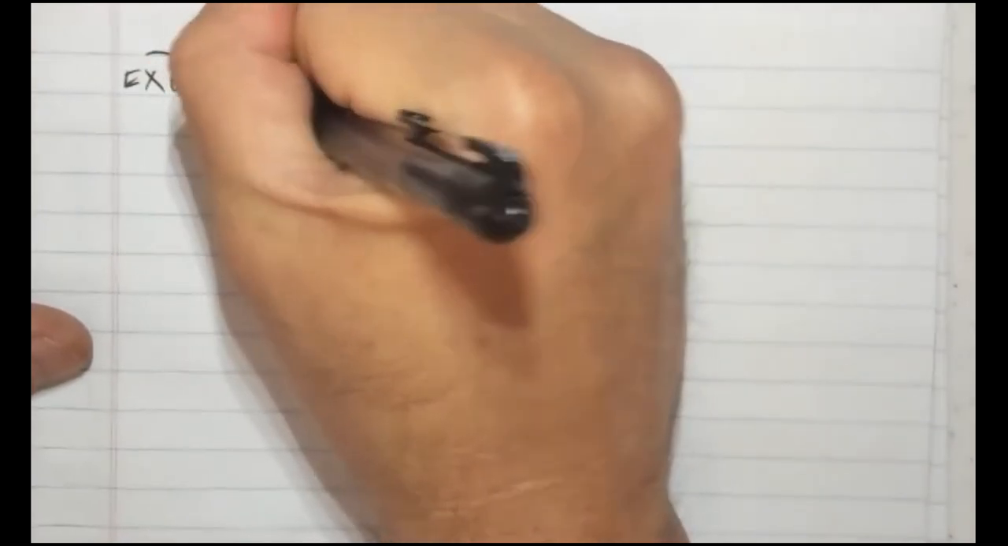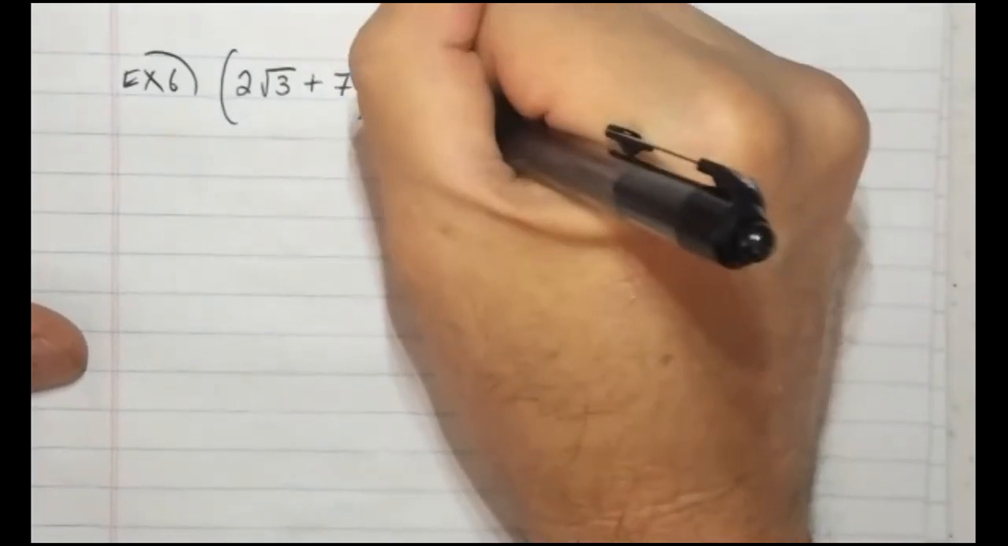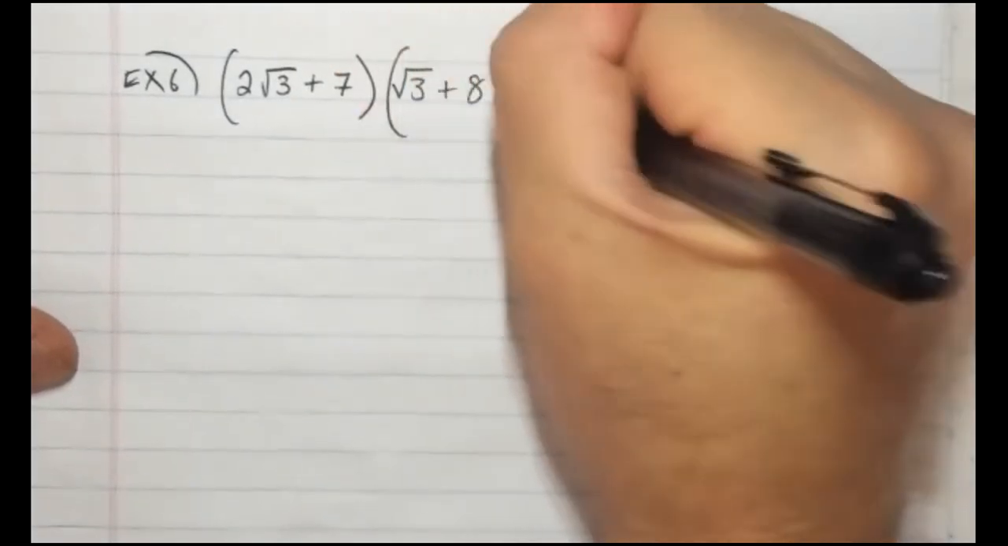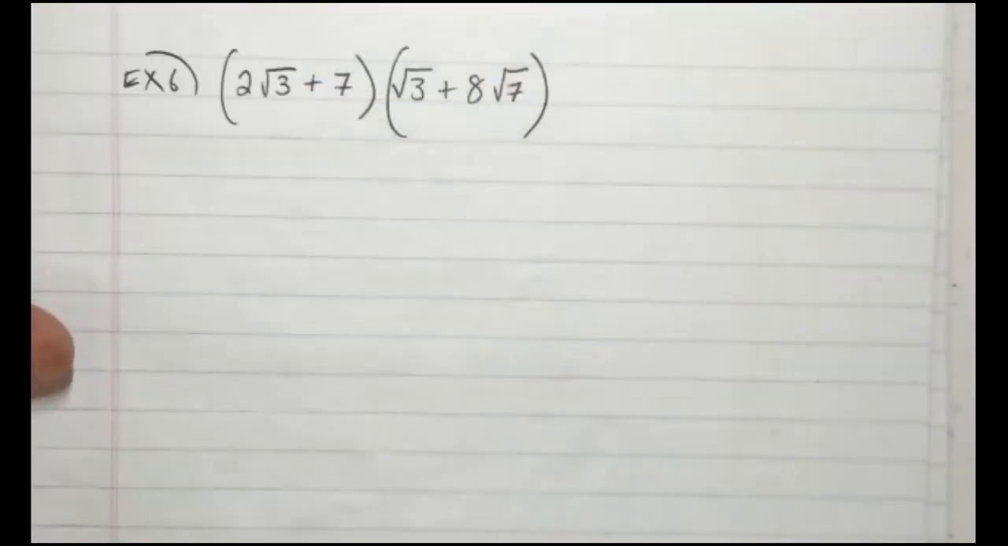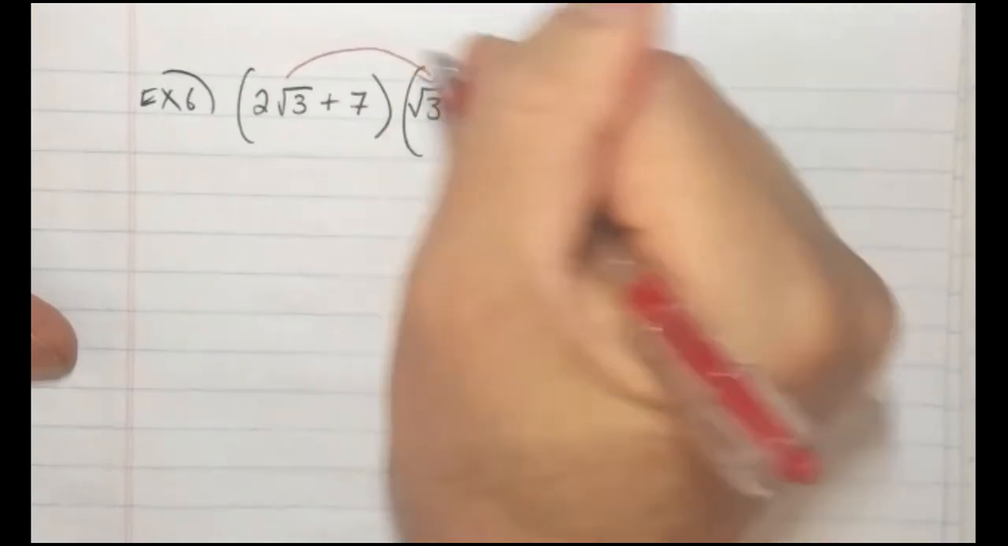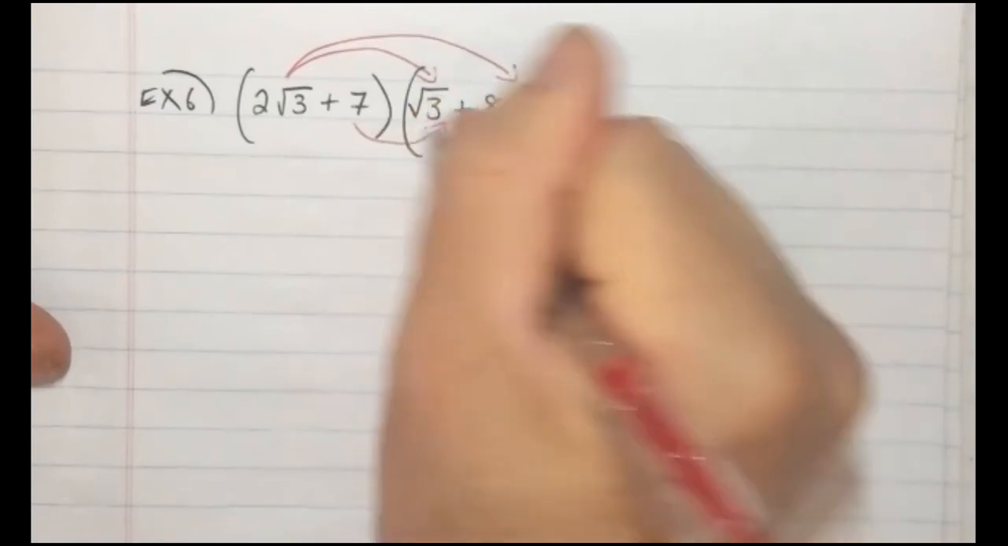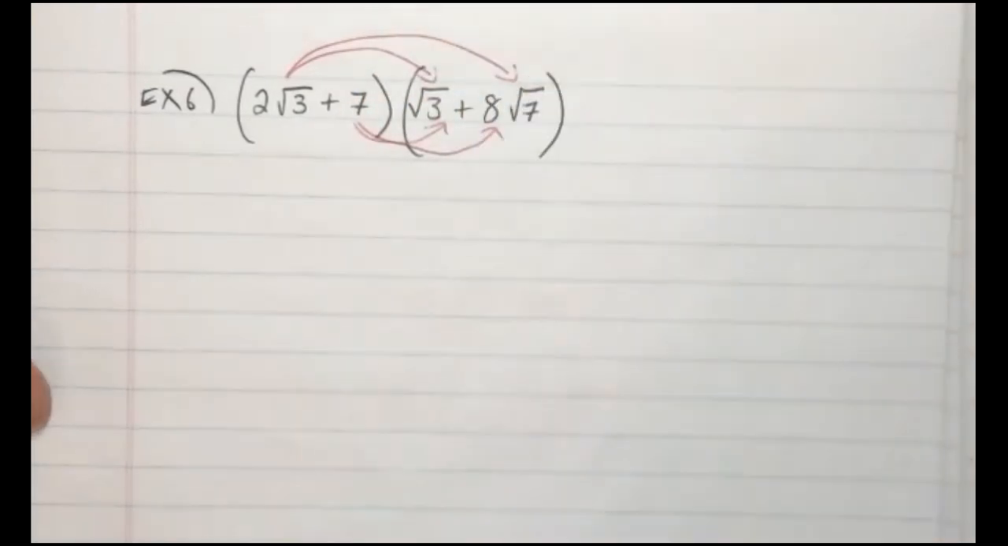We're on example 6. All right, so we're going to have a binomial times a binomial, and that's where we kind of do our FOIL. Like I said, you guys know I don't use FOIL. But what I do is you take your first term and multiply it into both terms. Then you take your second term and multiply it into both terms there.